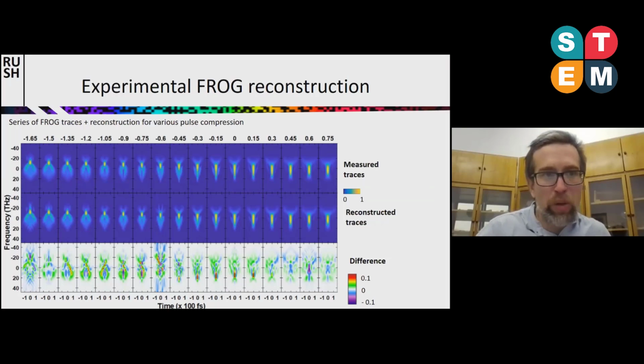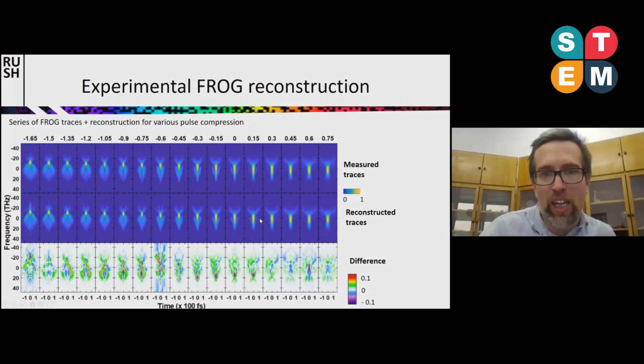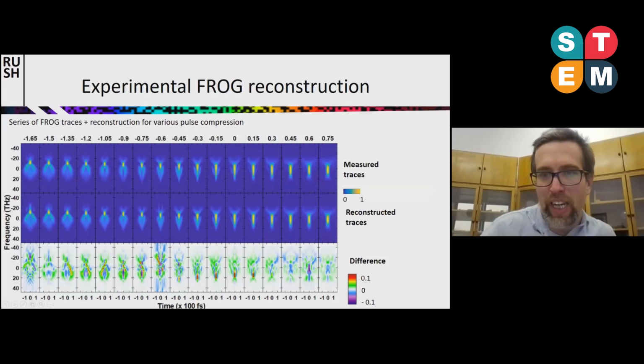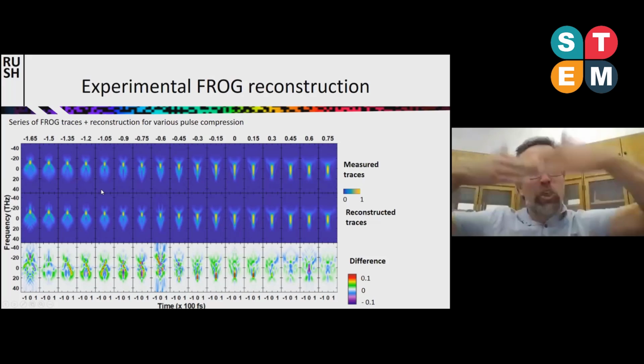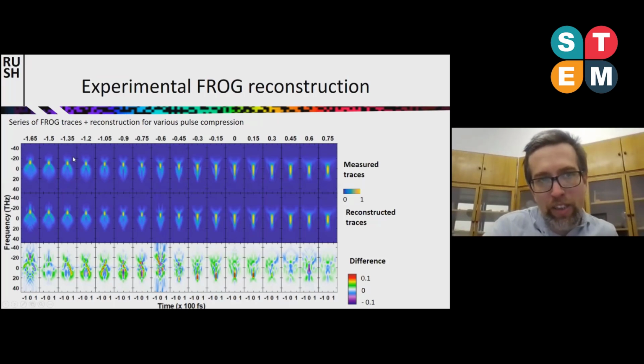If you want to see how it looks altogether, this is a series of experiments which we did again for the pulse emitted from the NOPA. As you can see, it is a very similar case. Just here are wavelengths and here are frequencies, so the picture is turned upside down. And these are different compressions of the same pulse.